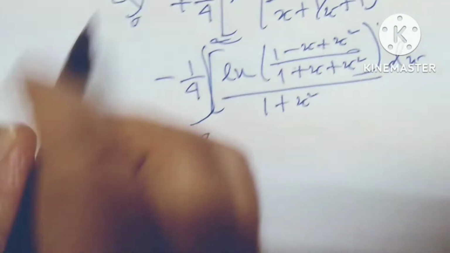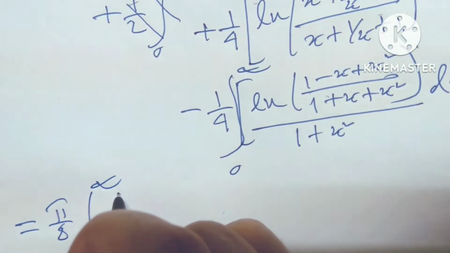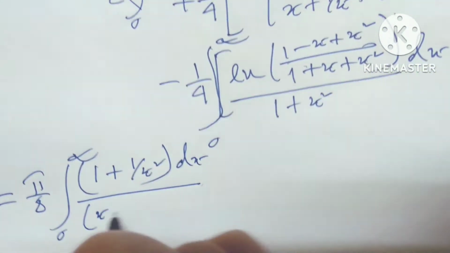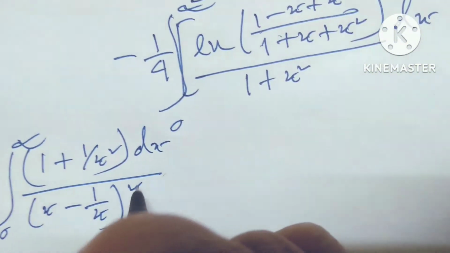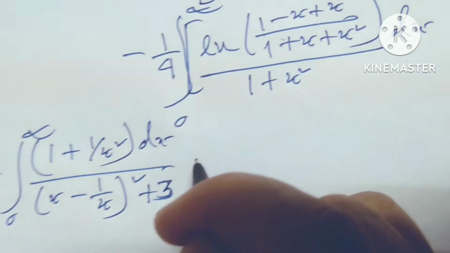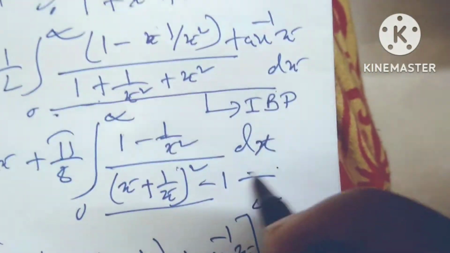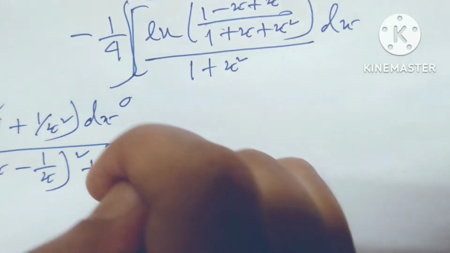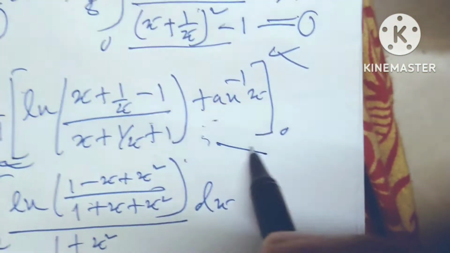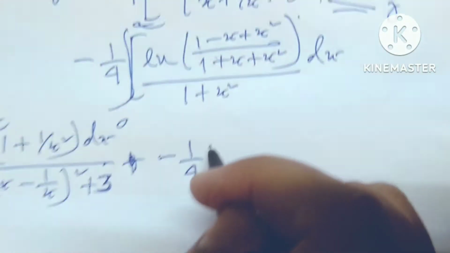Now friends, I get in here this portion pi by 8 into integral 0 to infinity 1 plus 1 by x square dx over x minus 1 by x whole square plus 3, and this portion will come same. This term is 0. This term equals to 0, so I don't need to write in here. And this term is also 0, so I get only this term, minus 1 by 4 integral 0 to infinity.